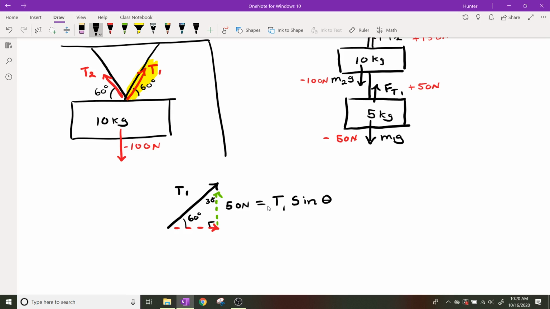Are we all okay with this T1 sine of 60 degrees? Okay. Well, you know what? That's actually a good thing, because that means we have everything except for T1. So we could solve for this and find out what the tension is. Divide both sides by sine of 60. So T1 is going to equal whatever 50 divided by the sine of 60 is. Sine 60. Okay, so notice it's a little bit more. So 57.7 newtons. I'll just go to the nearest tens place.